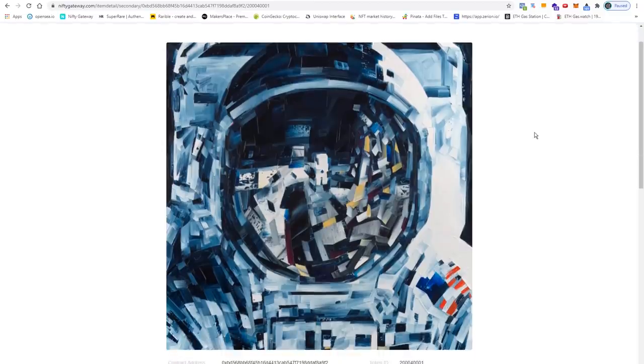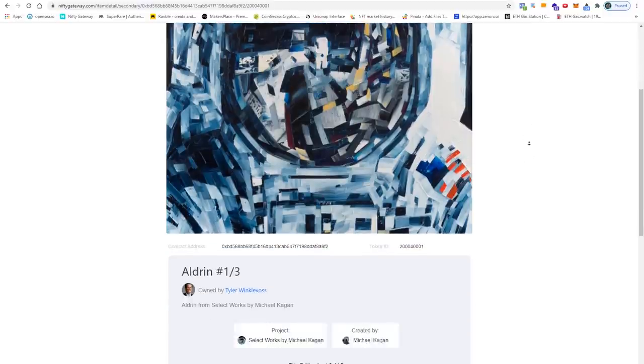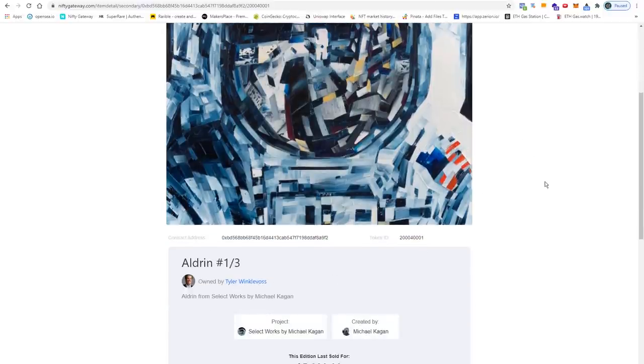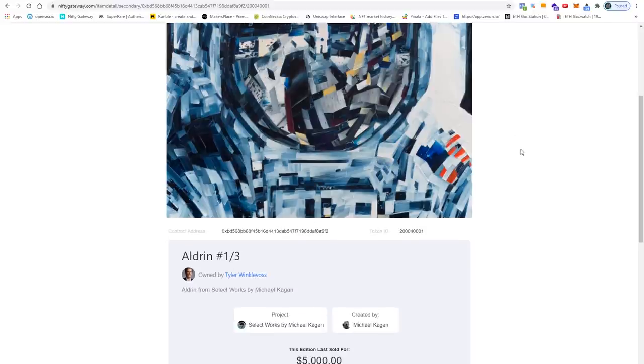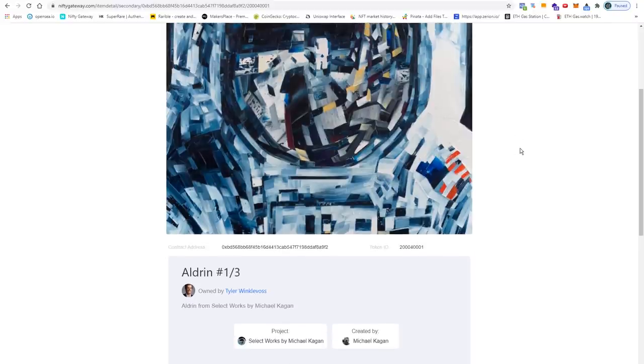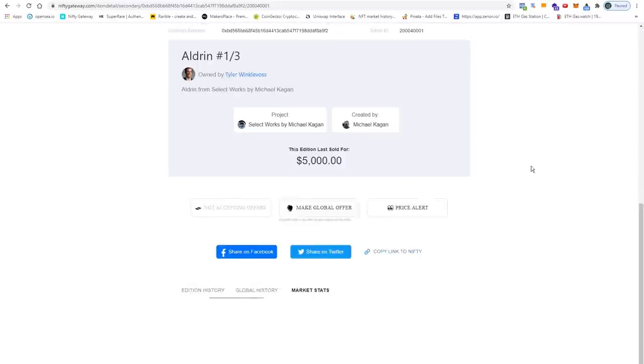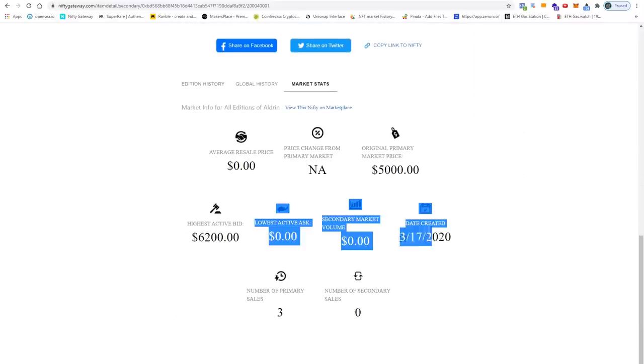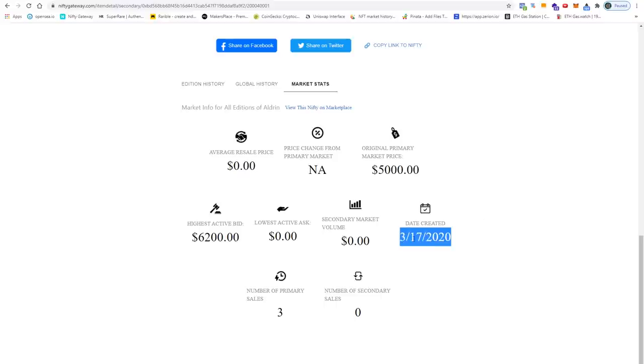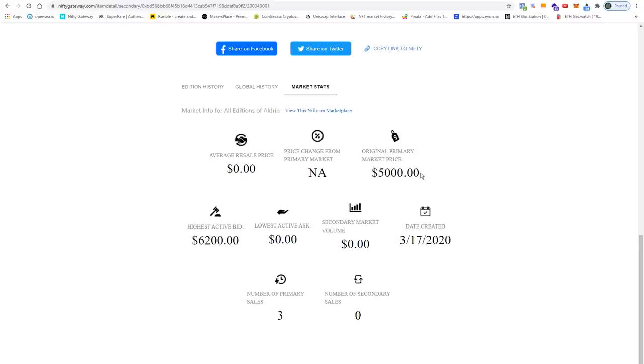And this one is clearly an image of a painting, and guess who owns it? It is owned by Tyler Winklevoss, one of the Winklevoss twins. And this of course makes perfect sense because Nifty Gateway belongs to Gemini and Gemini was founded by the Winklevoss twins. And let's also take a look at the market stats. This one was created almost a year ago, so it's probably the first one or one of the first drops that took place on Nifty Gateway. The original market price is $5,000 and the number of secondary sales is still a zero.